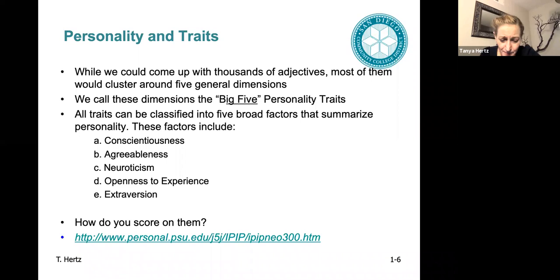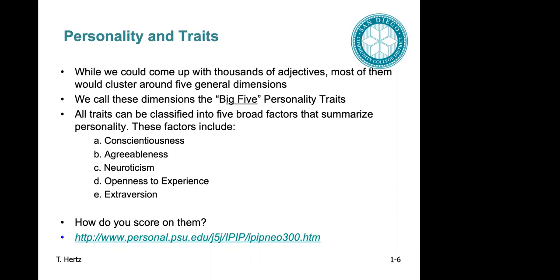The traits are classified across these 5 dimensions, so almost every adjective that you can use to describe a person is summarized in these 5 personality factors. And these factors spell out OCEAN, or CANOE, and that's conscientiousness, agreeableness, neuroticism, openness, and extroversion.